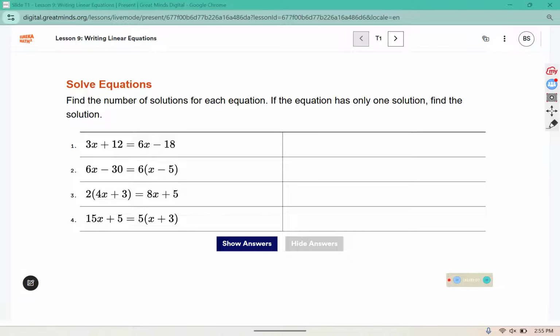Find the number of solutions for each equation. If the equation only has one solution, find the solution. So remember, for one solution, the variable does not match.